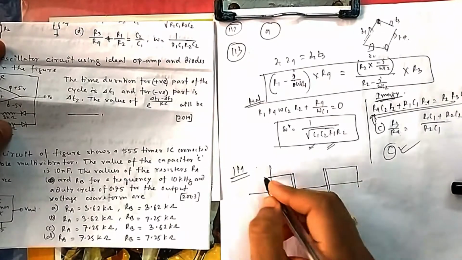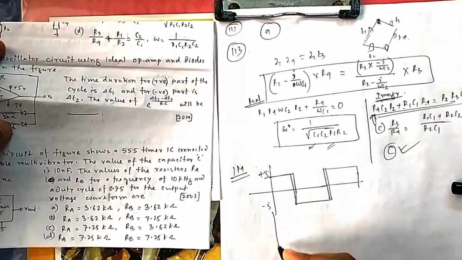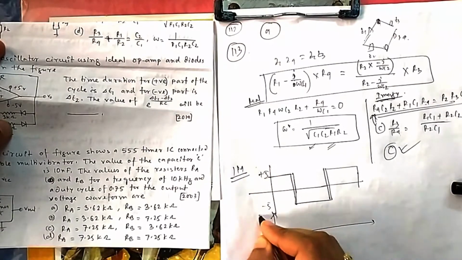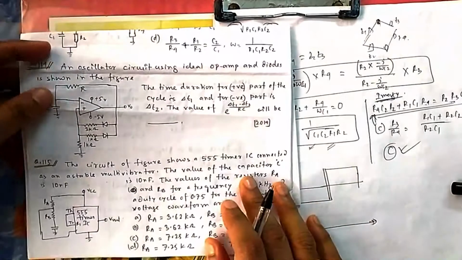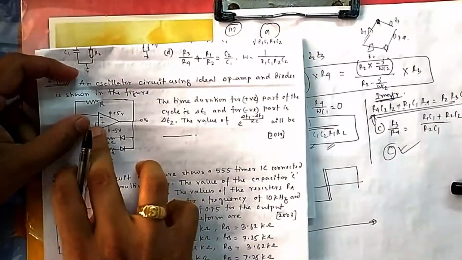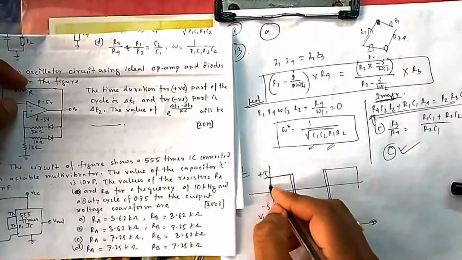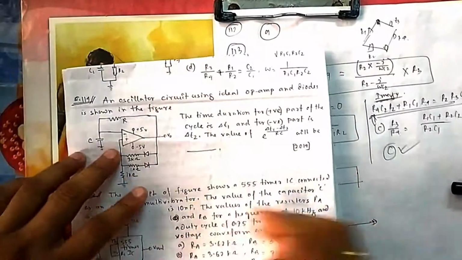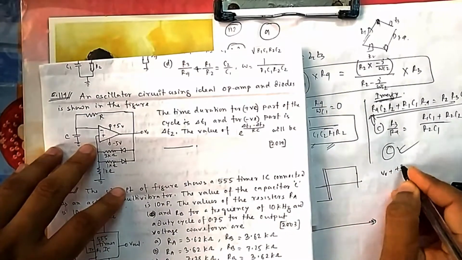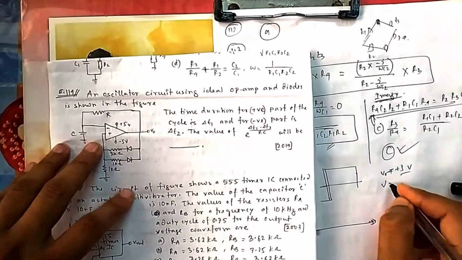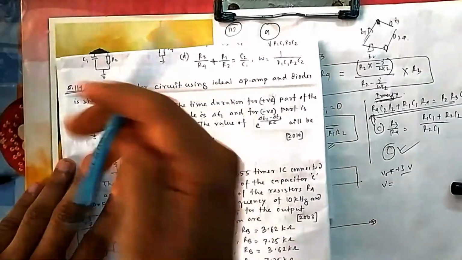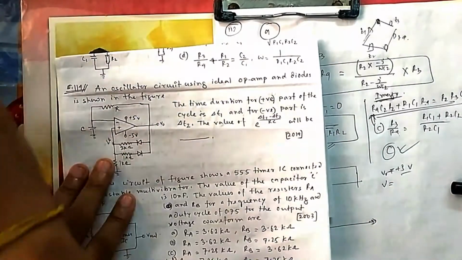Suppose this is your same length, this is plus 5, this is minus 5. Then the capacitor voltage matters for me. So in case of positive half, what V will you get? Suppose this V I am marking here. If V is positive, plus 5 volts, then what will be this V?